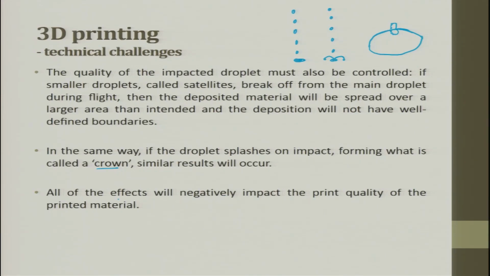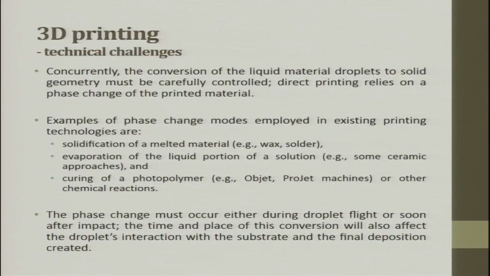These three challenges put a major restriction on using this technique for printing features of very small size and very high resolution. So, there is a lot of work going on to improve, to play with the viscosity of the binder and then the droplet formation, dispersion and all those things. Concurrently, the conversion of a liquid material droplet to a solid geometry must be carefully controlled. Direct printing relies on a phase change of printed material.